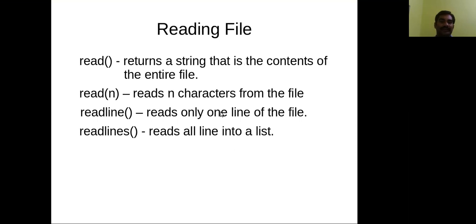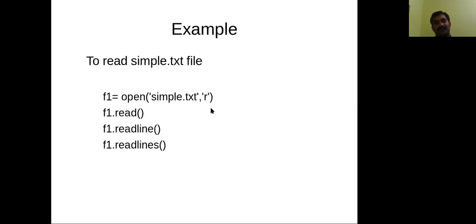Next is reading a file. It's also very simple. After opening, you can read the file, and for that the read method is used: read, readline, and readlines. If you want complete data from the file, then use read. If you want to get n characters, then use n. N means you can use 1, 2, 3, 4, 5, so these characters will be read from the file. If we use readline, then only one line can be read from the file, and readlines gives you all lines in a list. Okay, this is the reading concept.